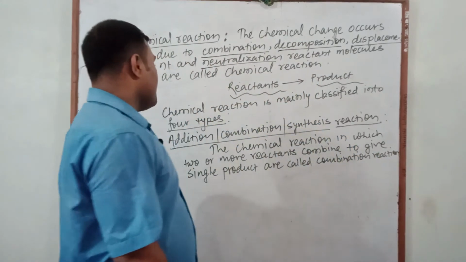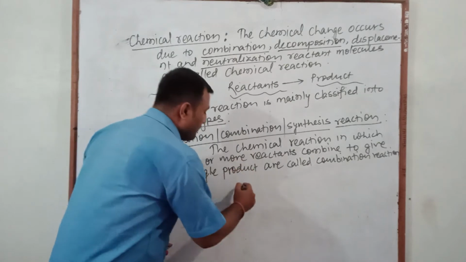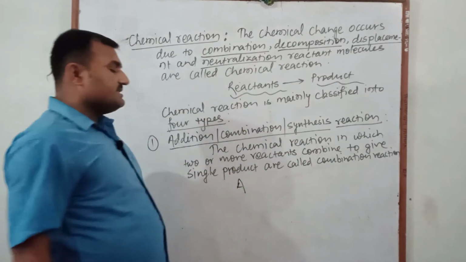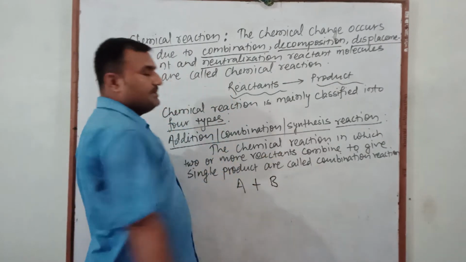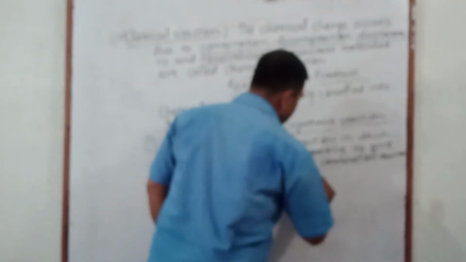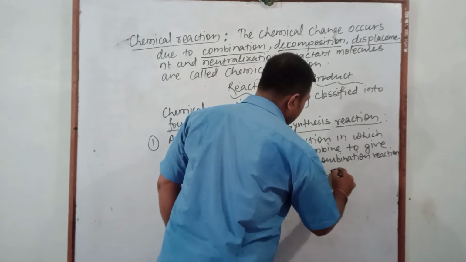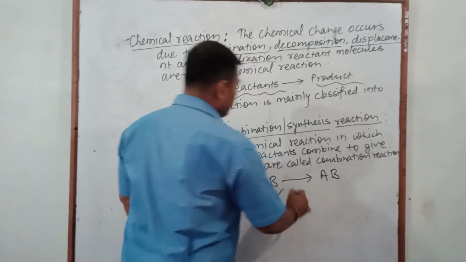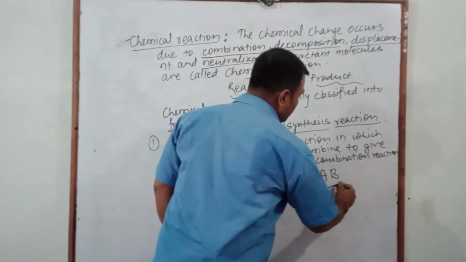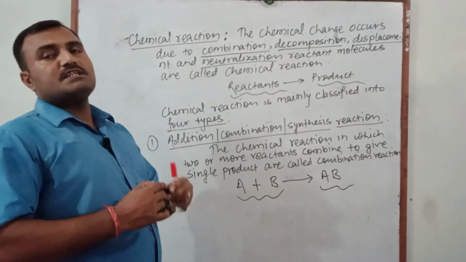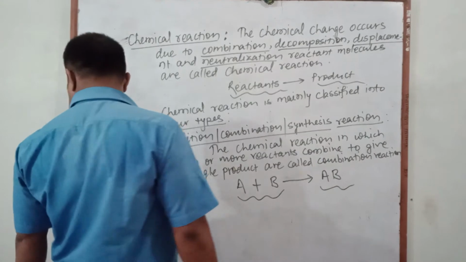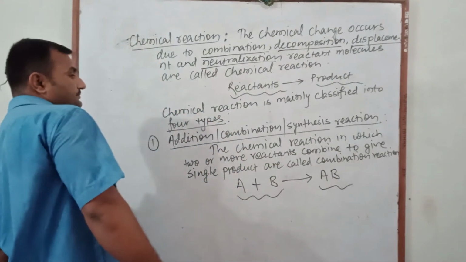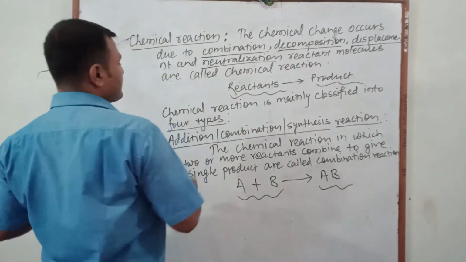or addition reaction. Suppose we consider a reactant A that combines with another reactant B, and that gives a new product, which is AB. Here the reactants are two and the product is only one, and due to that reason the reaction is a combination reaction.